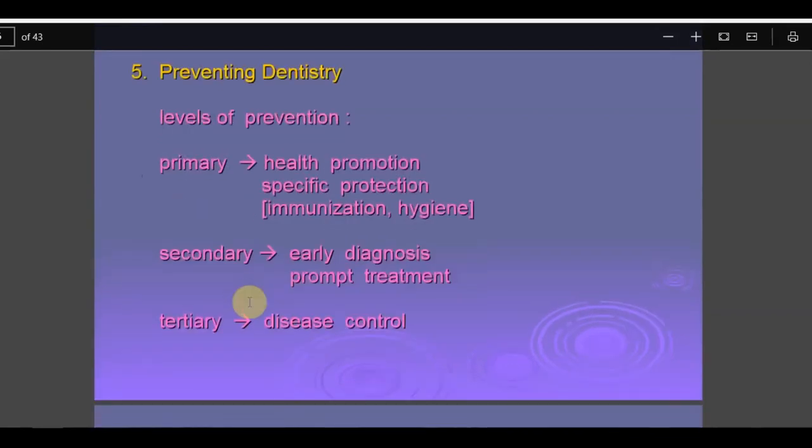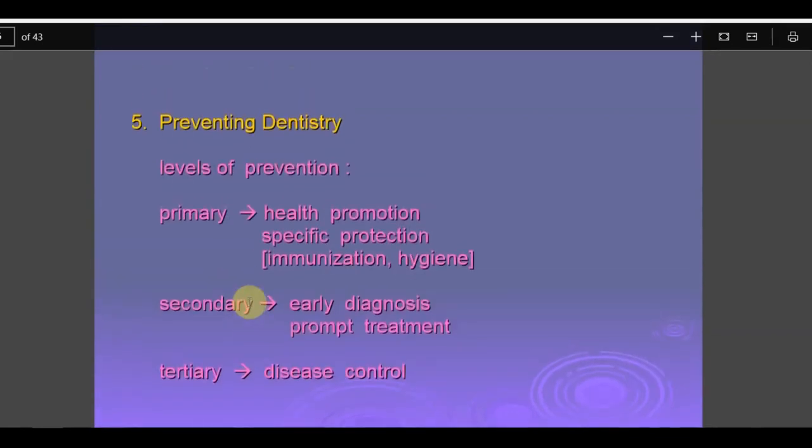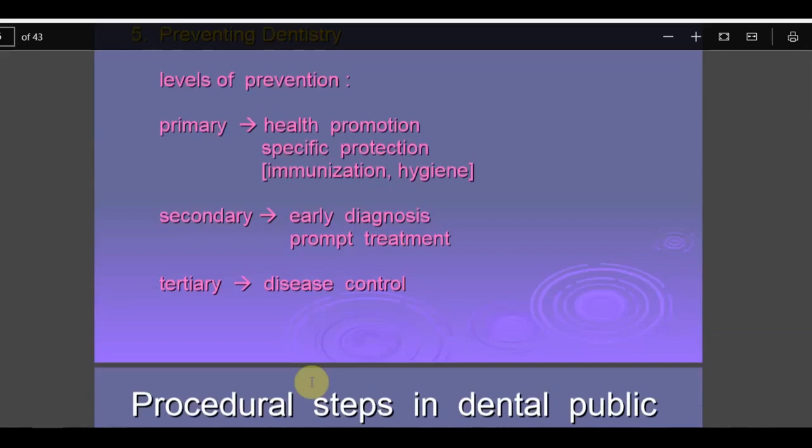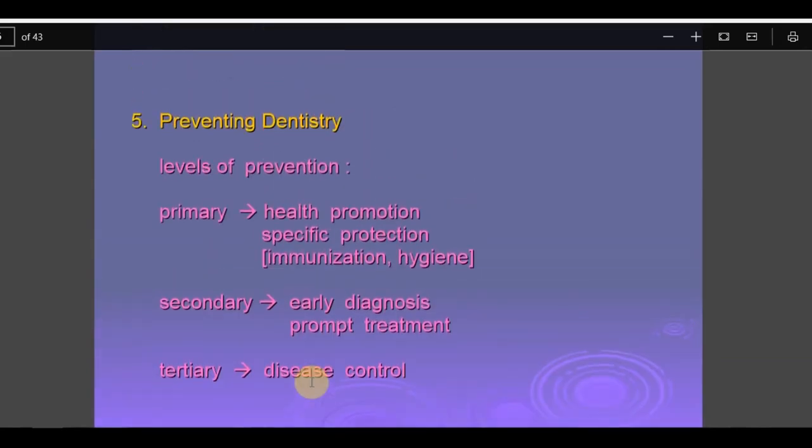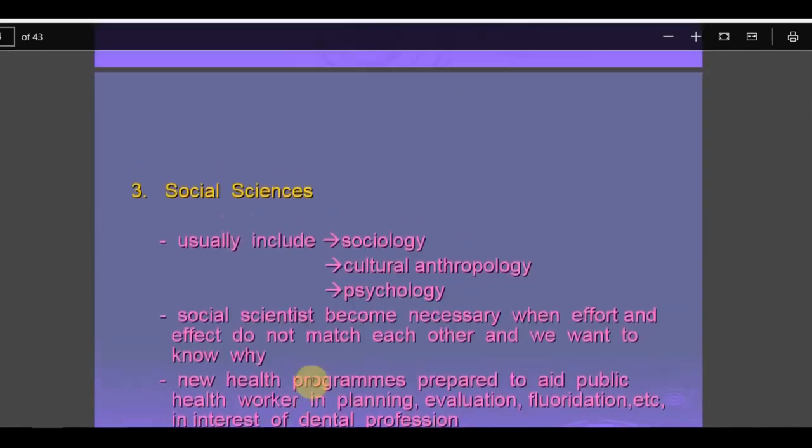And the last tool of dental public health is preventive dentistry. We know how we prevent diseases. We have seen the levels of prevention, that is primary prevention, secondary prevention and tertiary prevention: health promotion, specific protection, early diagnosis and prompt treatment. And tertiary, we have disability limitation and rehabilitation. So that is all about the tools of dental public health.